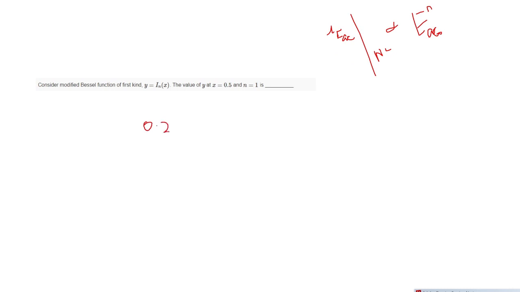The answer for this is 0.2579, which I am getting. Okay. Now moving on to the next question. Taylor series expansion for sin 3x is given by, anyone? 3 sin x minus 4 sin cube x.